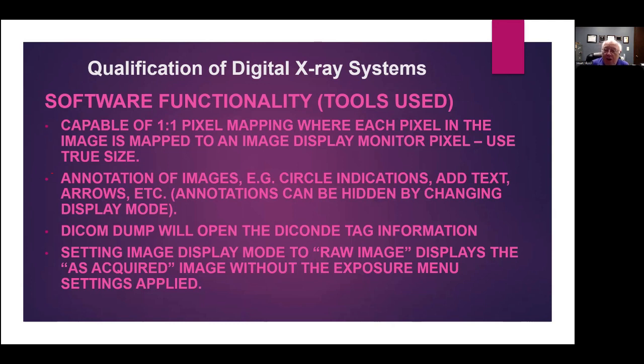Sometimes people want to look at the digital data in the DICOM system. So we have what's known as a DICOM dump that opens all the tag information associated with that image. And then, of course, being able to go to the raw image, because again, some people feel that you can modify an image. So usually we save it as a raw image, and then you can apply your qualifying things, filters and annotations and stuff like that.